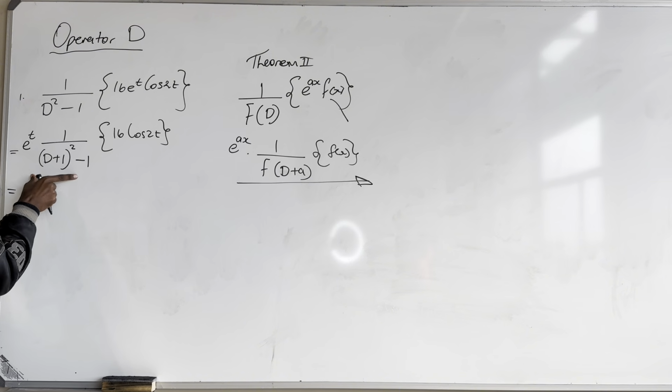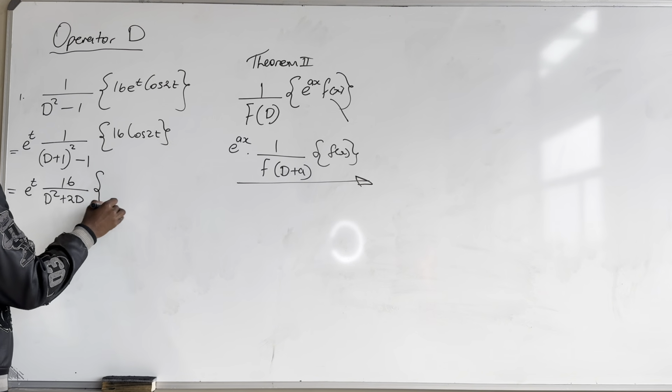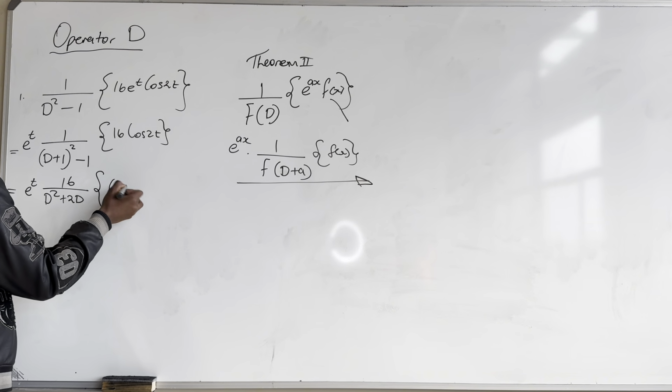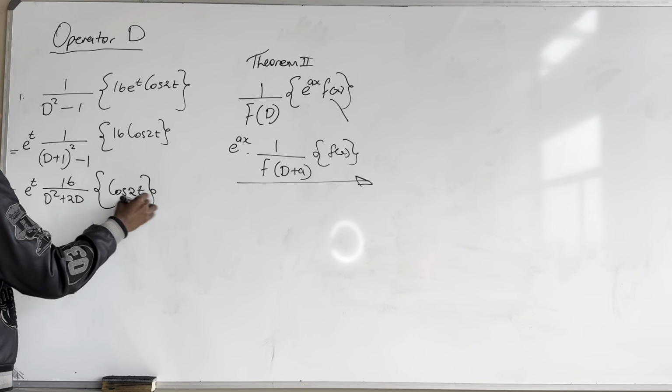And then we simplify here, so we have e to the power of t, and then 1 over, so D times D will be D squared, and then D times 1 will be D, therefore plus 2D, and then 1 times 1 is 1, minus 1, and then it's 0. So we have a 16 here because it's just multiplication, and we are left with the operator acting on cos of 2t.